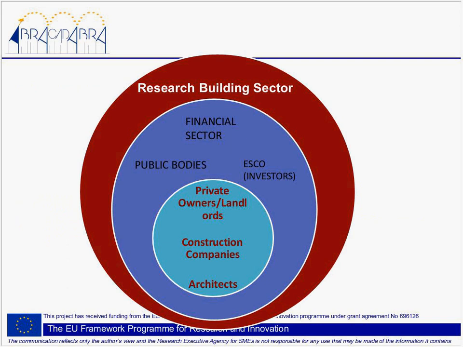This is the overall graphic that shows all the stakeholders and all the different parties. The research and building sector embodies all of them. Then we have the financial side, the public bodies, and the ESCOs, which are investors and could also be banks or credit institutions. And then, on the scale of private owners, there are landlords, construction companies, and architects or planners, who can use this strategy also to give a new shape to the peripheries and to these buildings that need renovation, not only from an energy point of view but also, let's call it, from an architectural point of view.